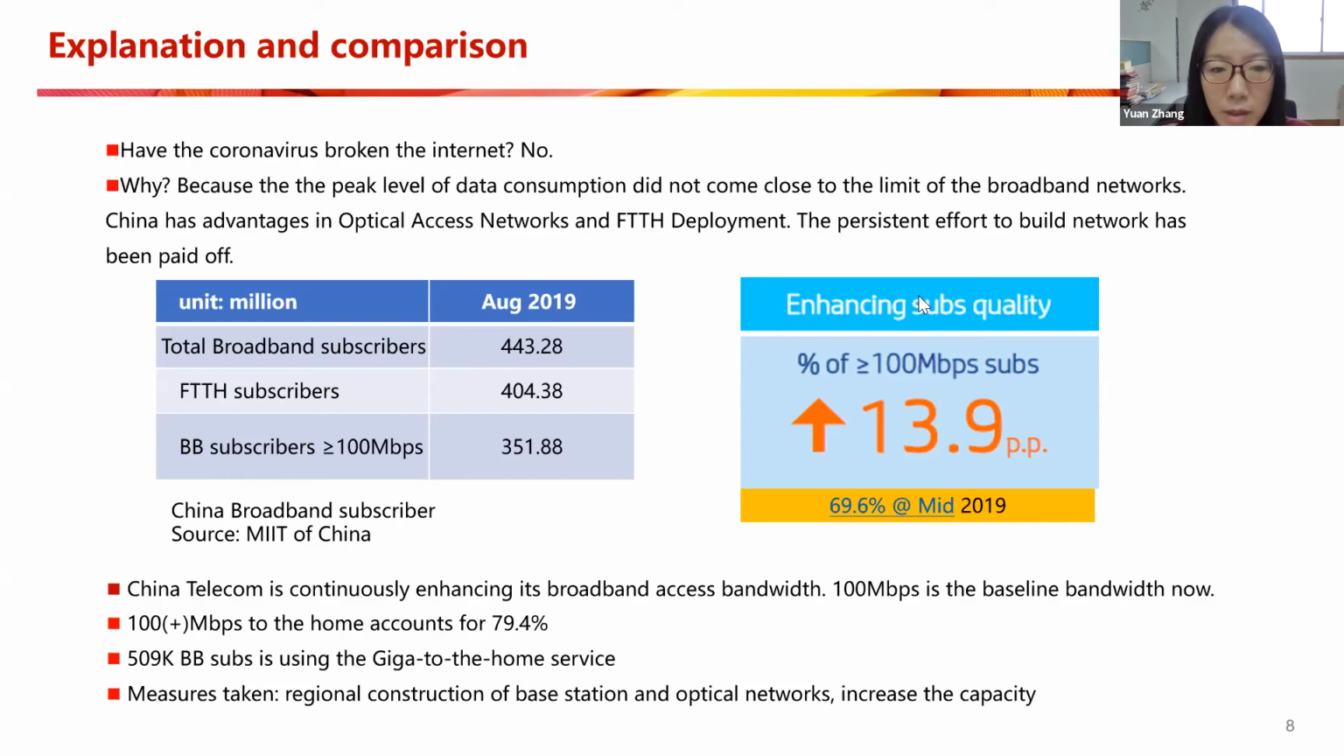I'm not saying that we took no measures. We have constructed base stations and also optical networks in certain regions, especially in Wuhan, to increase the capacity. And there's one more thing to be noted, that QS does not only depend on the access network bandwidth, but also the bandwidth of the backbone. So the QS at night is not as good as daytime because the traffic during nighttime is easily congested, especially for the international gateway.